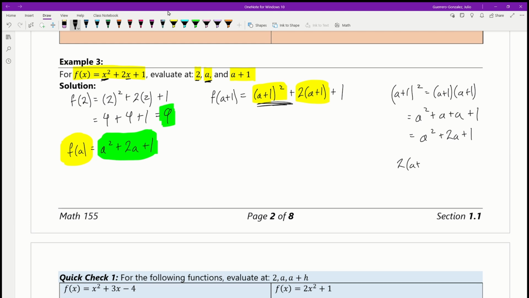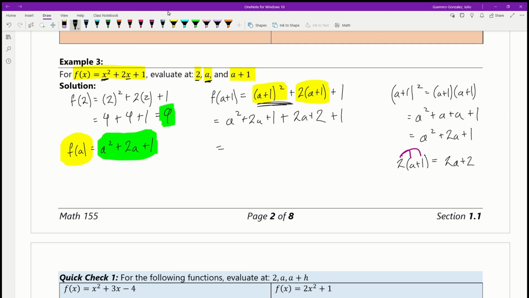2 times a plus 1. This one's a little simpler. This one's just you multiply the 2 into both of them. This is probably something you remember from the very first year of high school, probably middle school, right? So 2a plus 2. We have all our bits. We get to go ahead and collapse it all down. So the a plus 1 quantity squared is this thing right here, a squared plus 2a plus 1, plus this thing right here. So we now have 2a plus 2 plus 1.